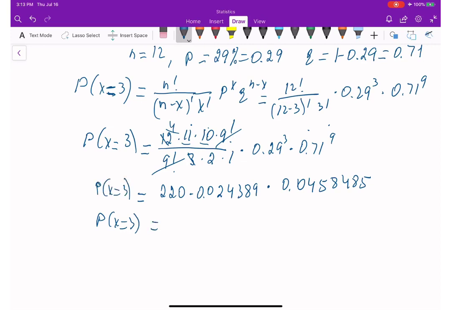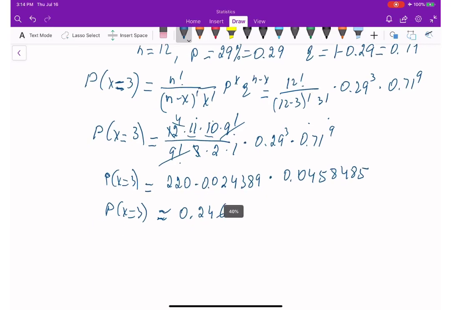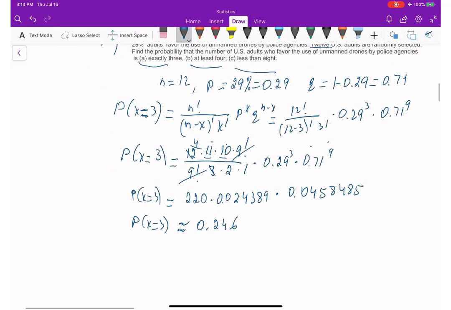It's going to be approximately 0.246. 0.246. Next, B. So that was A. Now let's solve for B.